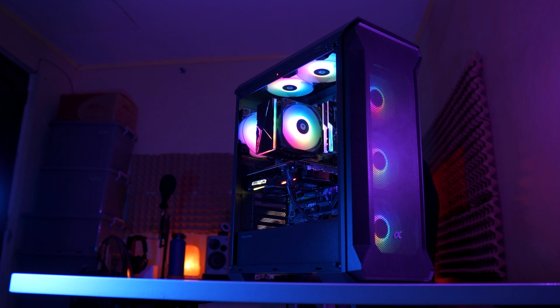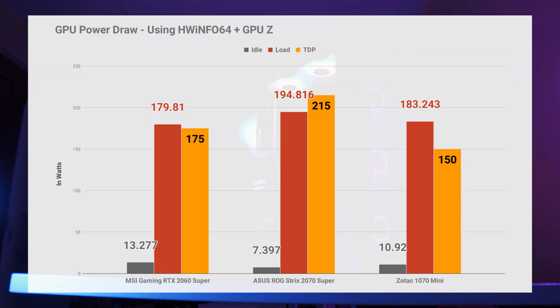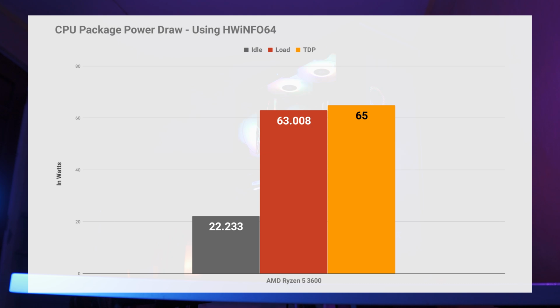Now let's talk about thermals and power draw, which is equally important. In terms of the power draw of our MSI Gaming RTX 2060 Super, it is relatively efficient especially if you compare it with the older generation Zotac 1070 Mini, and as expected, of course, our ASUS ROG Strix 2070 Super with a triple fan is the highest in terms of power draw, but of course, it is also the most powerful card right here. Now in terms of the CPU power draw, with a TDP of 65 watts, the AMD Ryzen 5 3600 is drawing only 22.23 watts on idle, with a maximum power draw of 63 watts with both core performance boost and precision boost overdrive enabled.